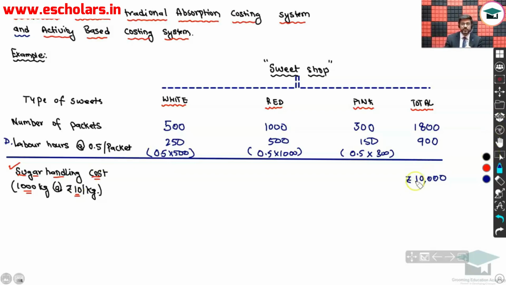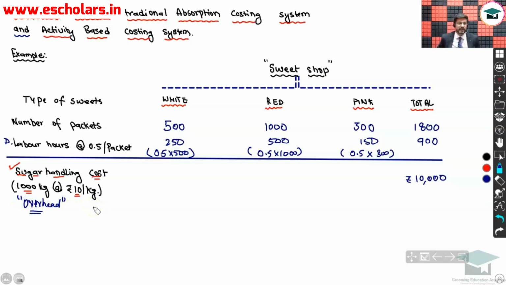So this 10,000 rupees is not the purchase cost of your raw material sugar. This is just for handling it. Okay, so this is an overhead cost. Okay, this is an overhead cost. I hope so far it's clear.